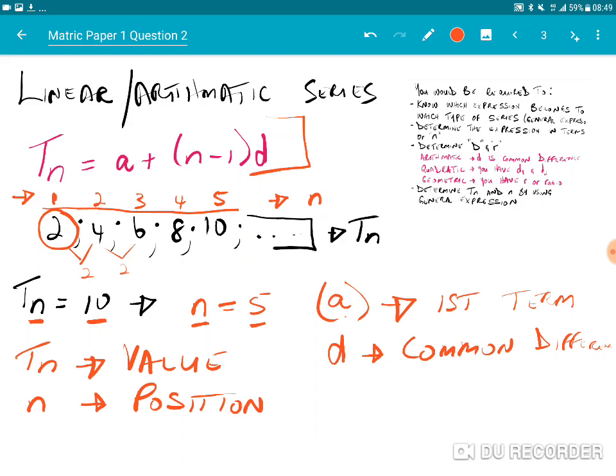So now we know what Tn is, and Tn is the value of a certain position in the series. N is the position, A is the first term, and D is the common difference. Now we're going to see how we can determine D, and another way of writing the terms in a series.